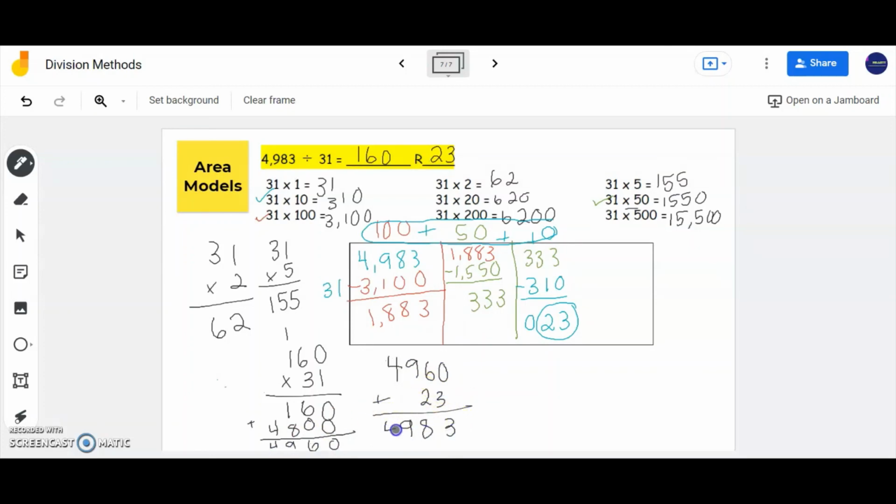So that's giving us 4,983, which we know is correct because look up here. That is in fact my dividend that was given to us. So we know after doing all of this work that our answer is correct.